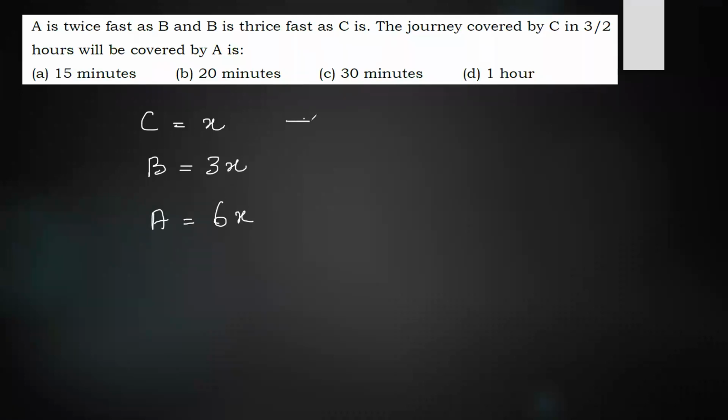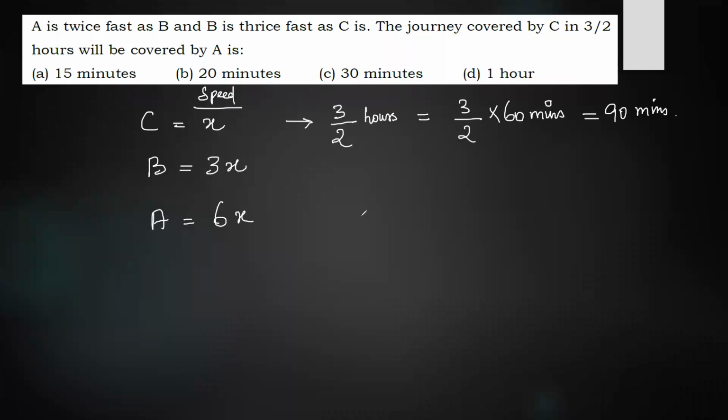Time taken by C is 3 by 2 hours. Just convert into minutes. Hours into minutes, just multiply by 60. You will get 90 minutes, right? This is my speed, this is my time. So speed is x, time taken is 90 minutes, 3 by 2 hours, even 90 minutes.